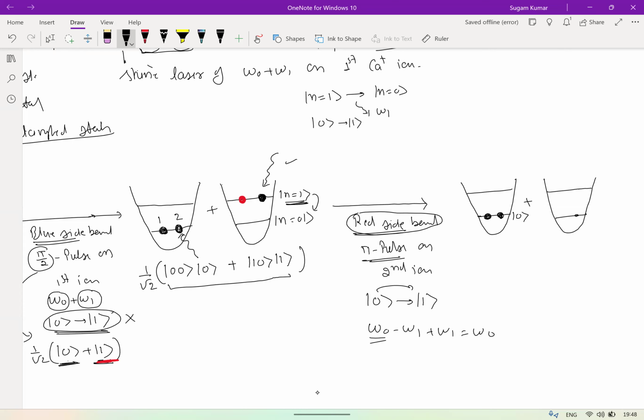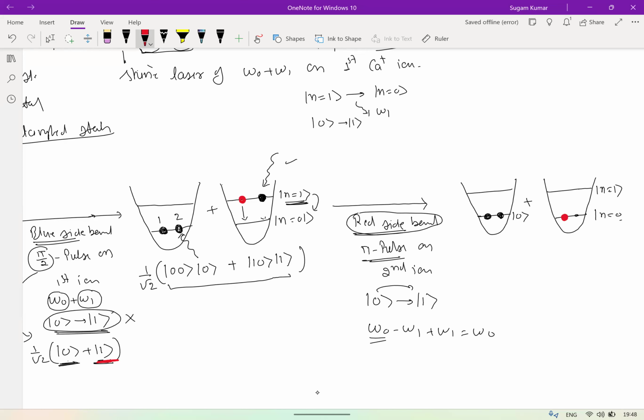But remember, when the second particle comes down to the ground state, then the first particle also comes down to the ground state, because these are vibrational levels. Both particles will be in the ground state of the vibrational level. But at the same time, when it comes down, you can see that the second particle also comes down.